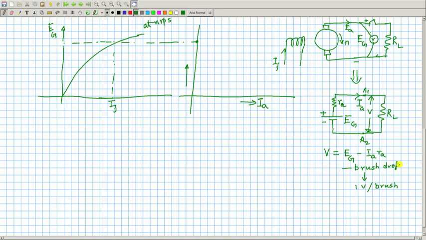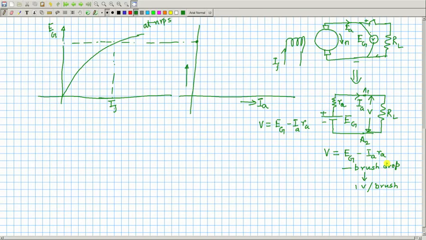So, for our understanding, we can neglect that also. Okay. Just so, if the brush drop can be neglected, the simple equation from the circuit point of view will be E G minus I A R A. This will be the drop, minus the small brush drop. IARA drop is also small.